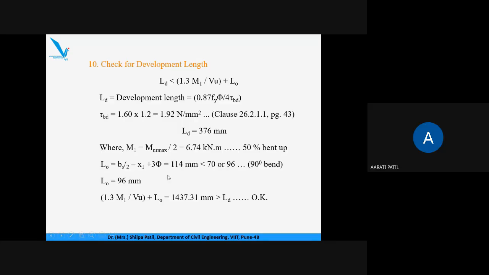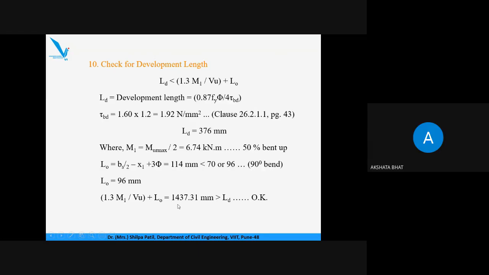Putting all the values, M1 as 6.74, VU as 6 point something, L0 as 96, we will get the value as 1437.31, and your LD value should be less than this. The LD value calculated was 376.